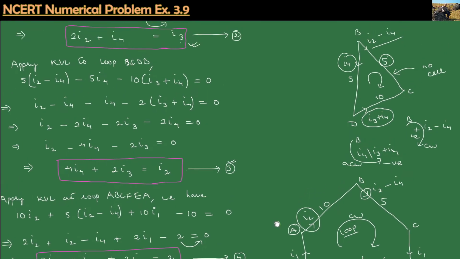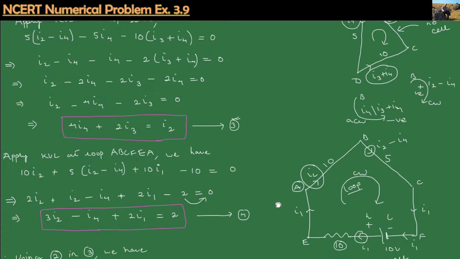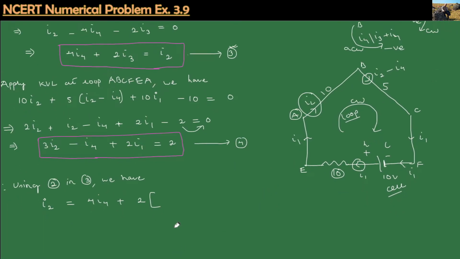On equation number 2 we have 2I2 plus I4. So over here we will put this value of 2I2 plus I4, so it will be easier for us to find out the unknowns. So from here, let us try to solve.